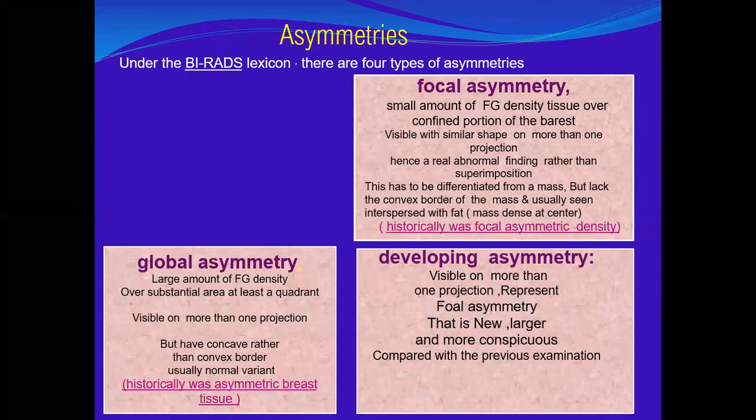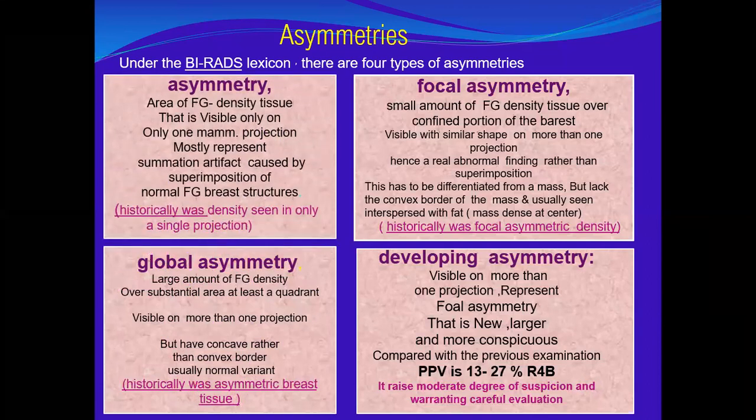Developing asymmetry, visible on more than one projection, represents a focal asymmetry that is new, larger, and more conspicuous compared with the previous mammogram. Its positive predictive value ranges between 13 to 27%, representing BI-RADS 4B. It raises a moderate degree of suspicion, warranting careful evaluation. This is the only asymmetry without other associated features where you might need to proceed to biopsy and further evaluation.